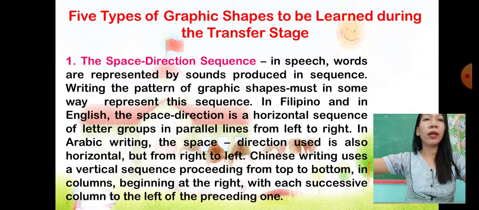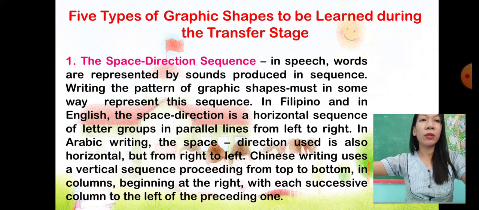So we have the five types of graphic shapes to be learned during the transfer stage. First is the space direction sequence. In speech, words are represented by sounds produced in sequence. Writing the pattern of graphic shapes must in some way represent the sequence.